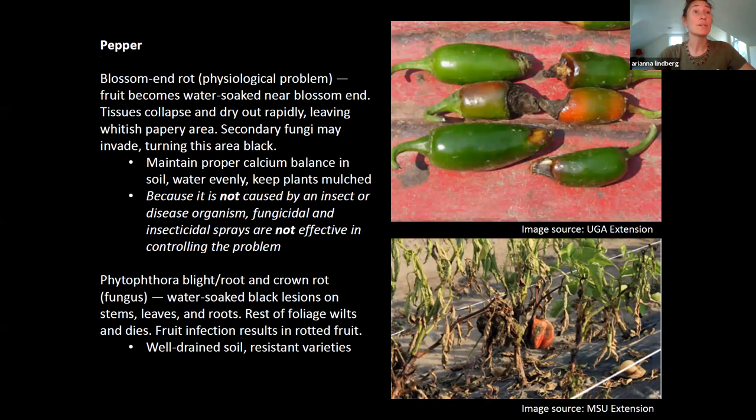This first one is about blossom end rot. So this is a physiological problem, and what happens is that the fruit becomes water soaked at the blossom end, hence the name blossom end rot. So the tissues collapse, they dry out rapidly, and then they leave this weird kind of papery, yucky end.